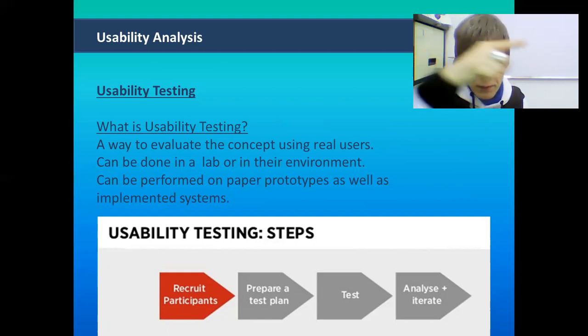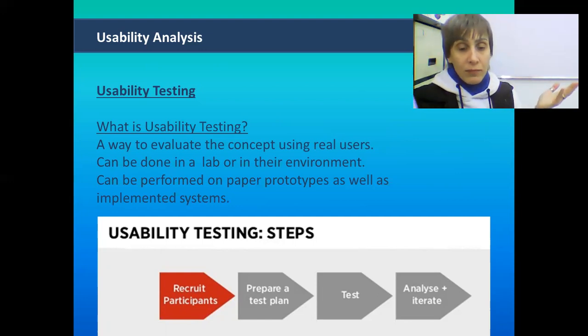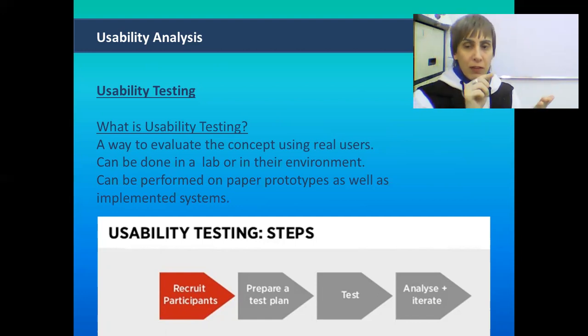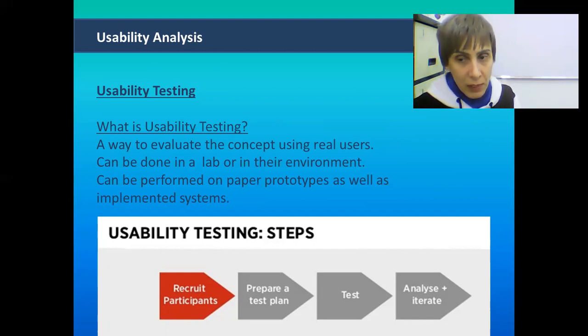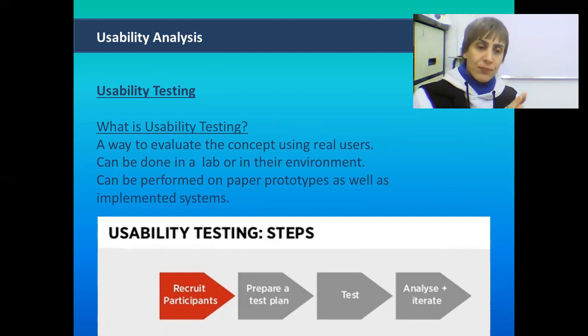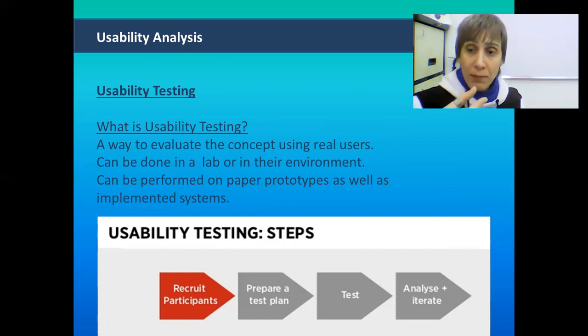This is on a paper. Okay, I give them a second paper. Now what do you do? The second paper means what happens on the screen after I press the first button. And I test. This is on paper still.